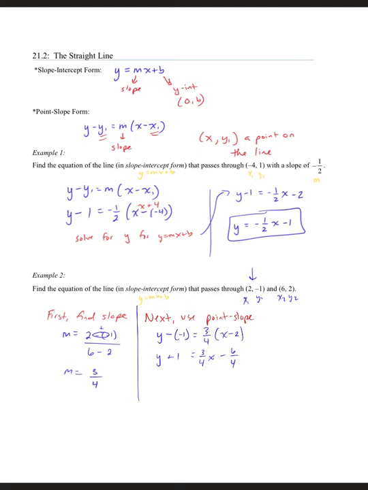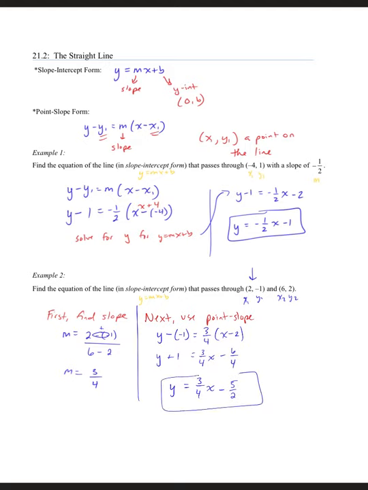So then the last thing we have to do here is we need to take the negative 6/4 here, and we need to subtract 1 from it to get the y isolated. And when we do that, we're getting y equals 3/4 x minus 5/2.